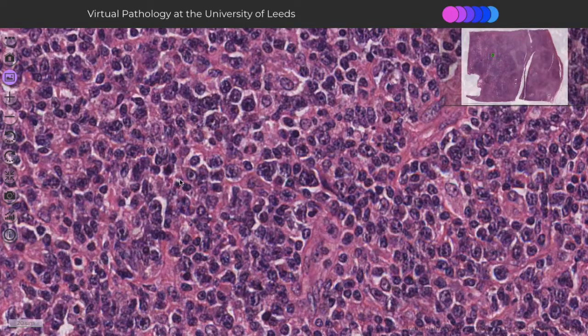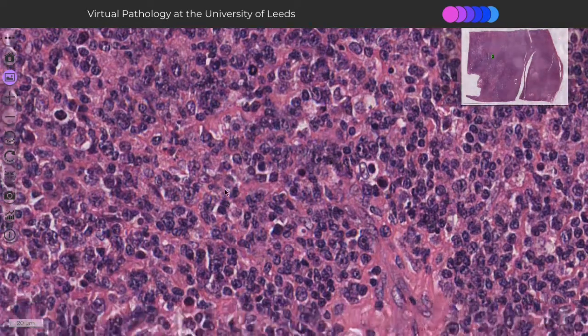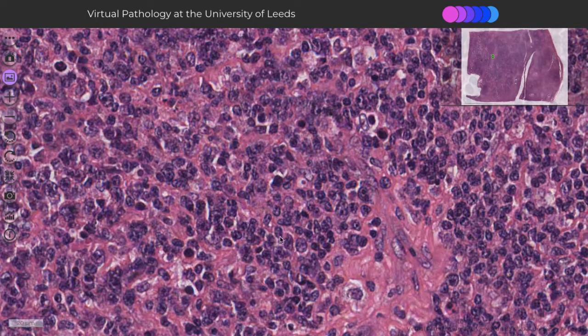Zooming in on higher power, you can appreciate that these tumor cells are discohesive, so you can see the tumor cells are rather separate from one another. There is some degree of pleomorphism, where you can appreciate some cells with large nuclei and others are slightly smaller, and some of these larger ones contain nucleoli, maybe one or maybe several membrane-bound nucleoli as well. You'll see that the cytoplasm is rather scant and indistinct for the most part.